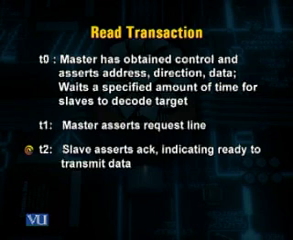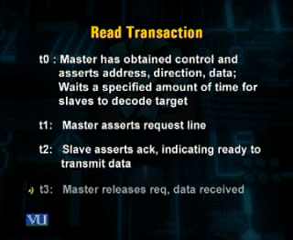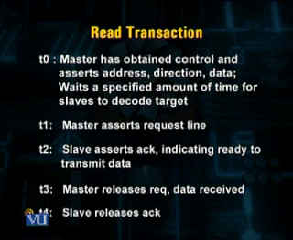Now the master asserts the request signal, and it is followed by the slave asserting the acknowledge, which means that the receiving end now asserts an acknowledge signal. It indicates that it is ready to transmit the data. Once the slave has asserted the acknowledge signal, then the master releases the request, which indicates that it has received the data. Once the data has been received by the master, then the slave releases the acknowledge signal, and this way the whole transaction for the read operation is completed.